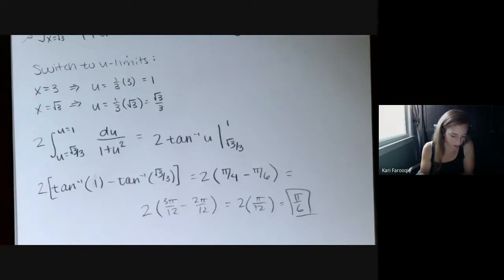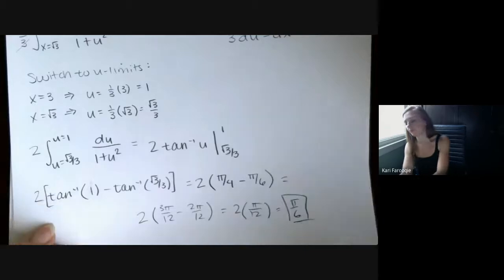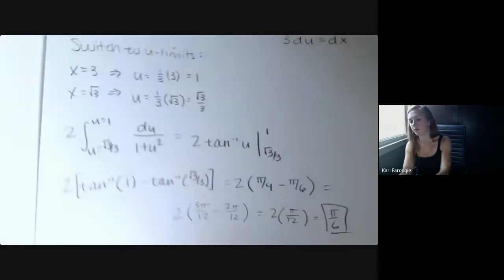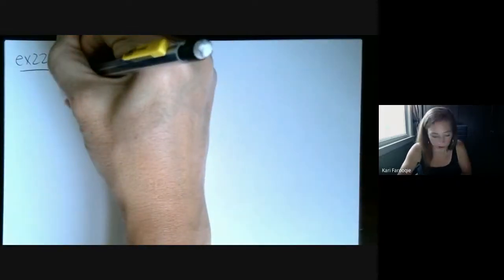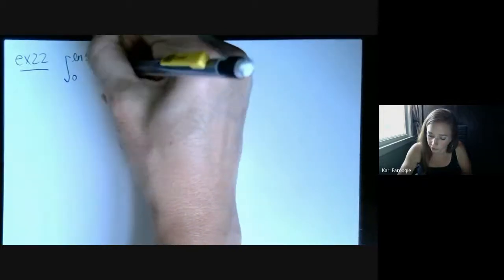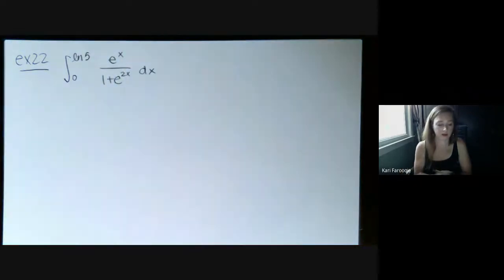I want to show you an inverse trig function that does not look like an inverse trig function. It's in disguise. But it pops up more often than you might imagine, which is why I'm going to show it to you. Example 22. This is the integral from 0 to the natural log of 5 of e to the x over 1 plus e to the 2x dx.